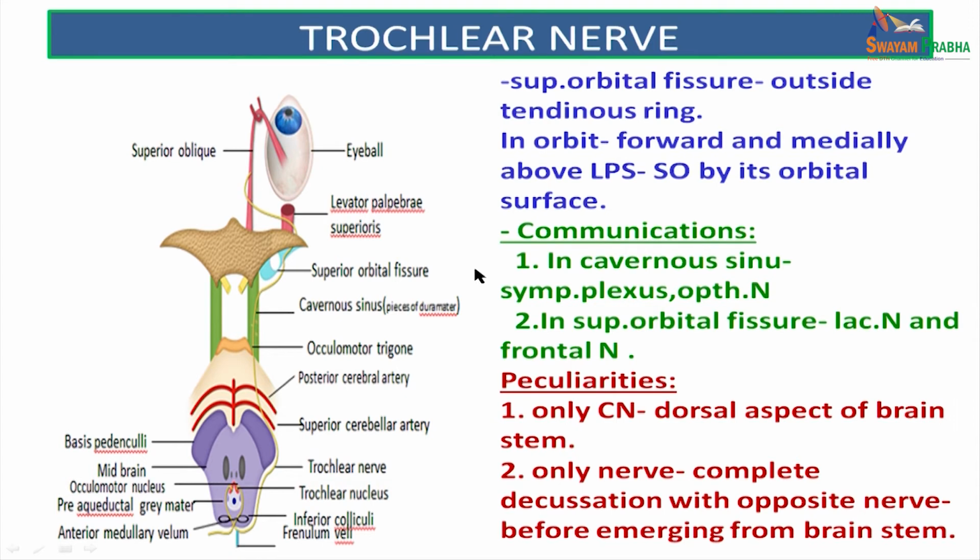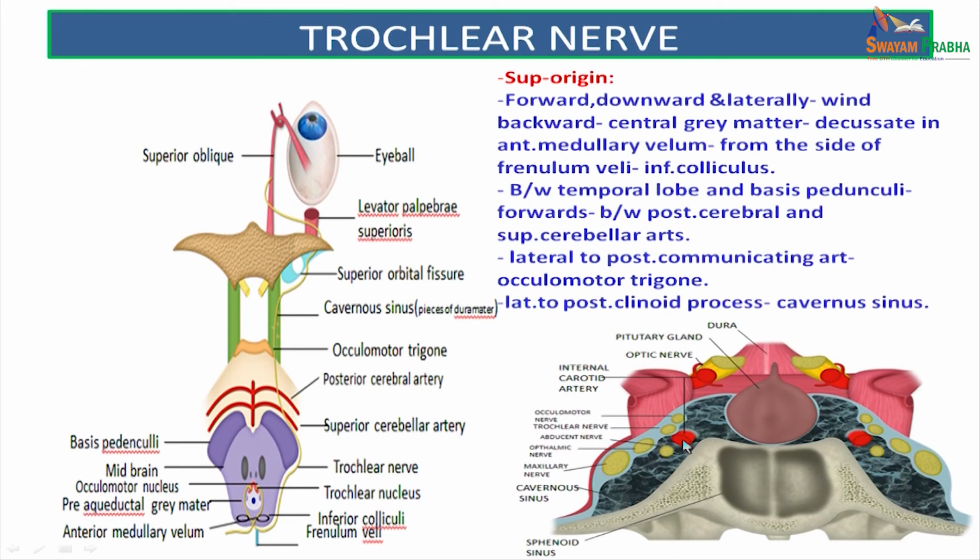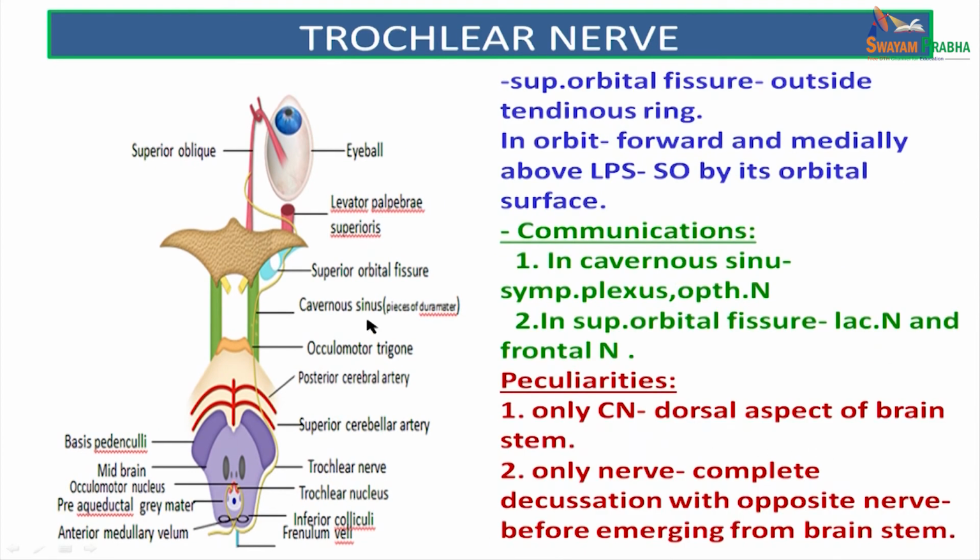It has communications in the cavernous sinus with the sympathetic plexus around the internal carotid artery, and in the superior orbital fissure it communicates with the frontal nerve and the lacrimal nerve. The peculiarities of the trochlear nerve are: it is the only cranial nerve which exits from the dorsal aspect and has the true decussation of the nerve before it emerges from the brainstem.